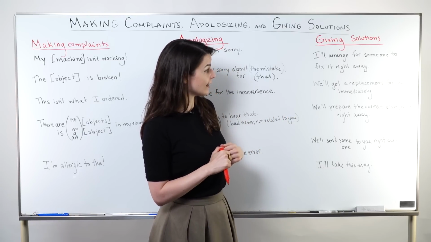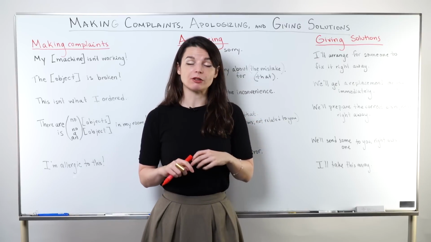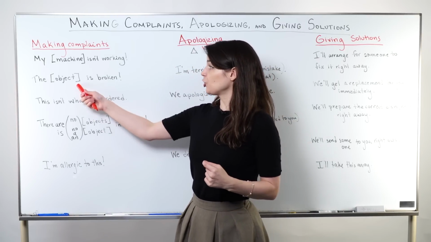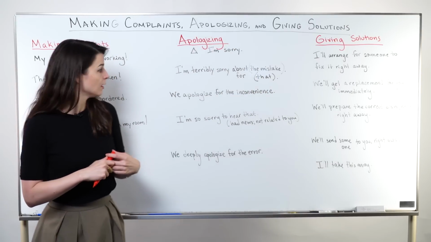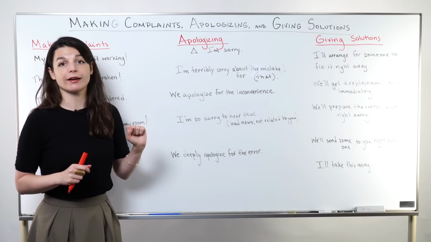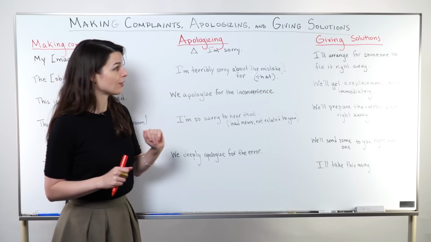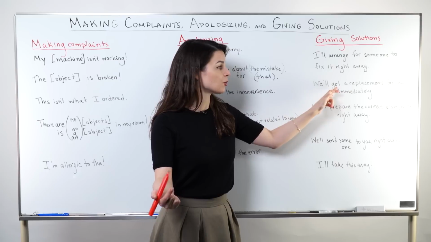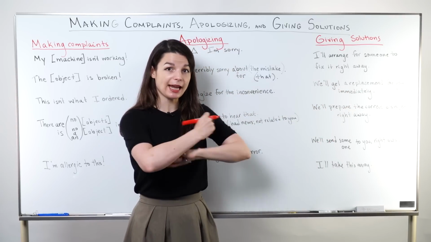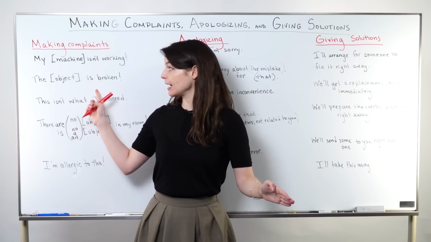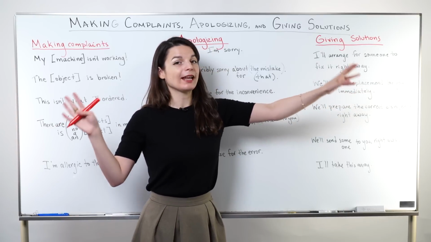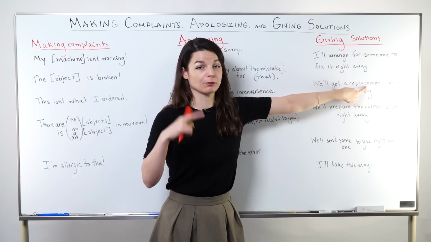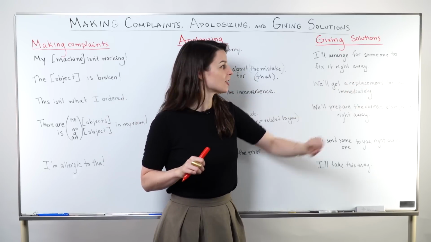Another solution-related sentence, we'll get a replacement for you immediately. For example, the chair in my room is broken. They might say, oh, I'm terribly sorry about that, or we're terribly sorry about that. We'll get a replacement for you immediately. To get a replacement means to acquire, to obtain a replacement of that item. So you might hear, we'll get a new chair, or we'll get a replacement chair for you immediately. But replacement just means replacement of that thing you mentioned.